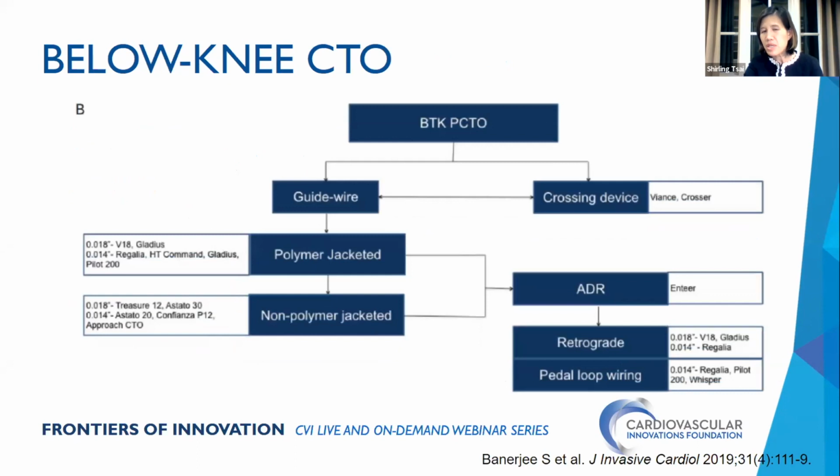If you're looking at below the knee, again, it's the same idea of starting with the hydrophilic wires and then moving on to the non-hydrophilic or the non-polymer jacketed wires. Just that you wouldn't necessarily start with an 035 system. Oftentimes we'll start with an 018 or 014 system.